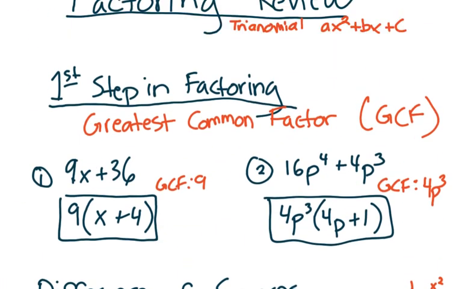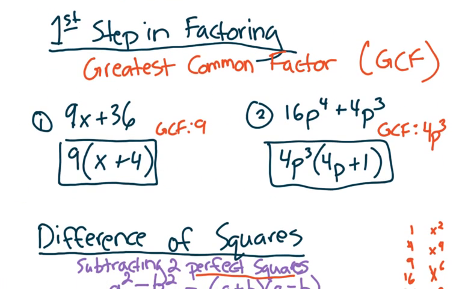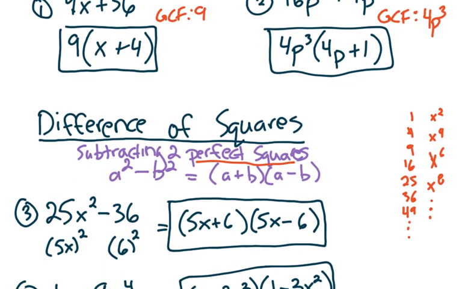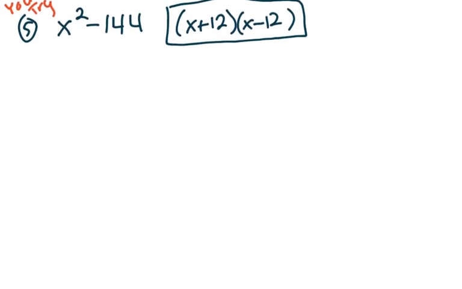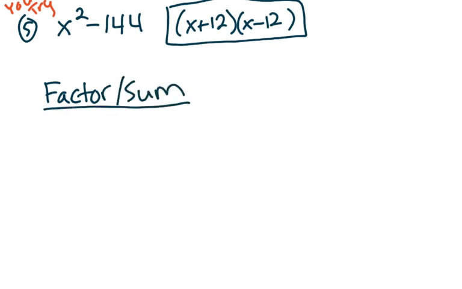So we've learned two methods, or reviewed two methods. Our first step is greatest common factor. Now, if we're subtracting two perfect squares, we'll use difference of squares. The last method we will review today, you may have learned it without a name before. I call it the factor sum method. So it is for trinomials.